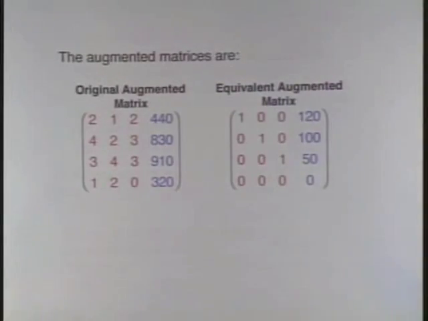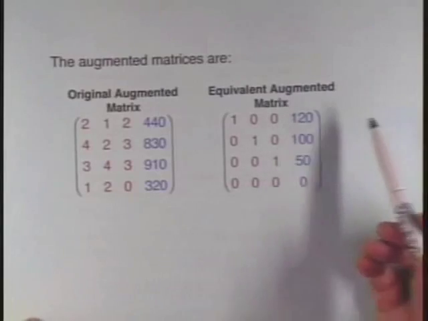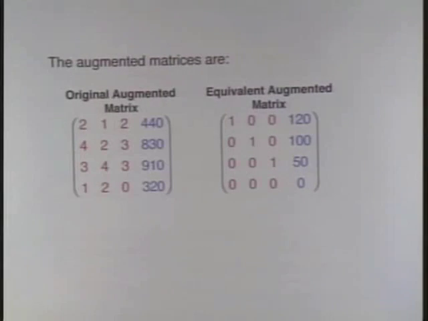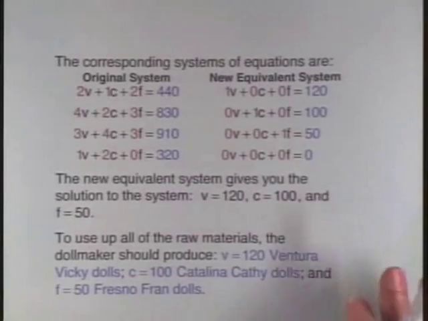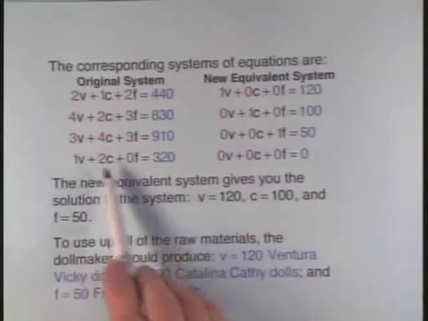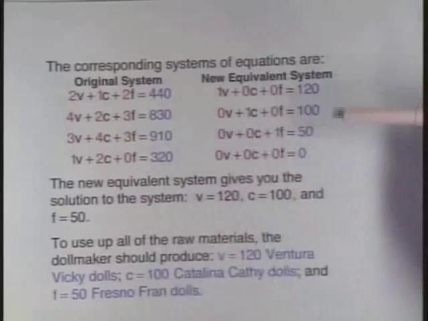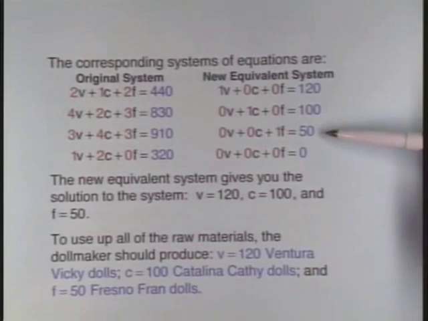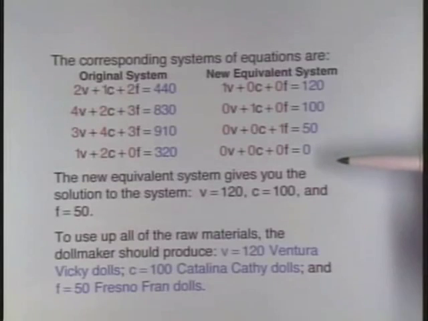The augmented matrices are the original augmented matrix with matrix A and B, and the new equivalent augmented matrix, where we do have what looks like an identity matrix above the row of zeros. The corresponding systems of equations are the original system here, our new equivalent system 1v plus 0c plus 0f equals 120, 0v plus 1c plus 0f equals 100, 0v plus 0c plus 1f equals 50, 0v plus 0c plus 0f equals 0. So the new equivalent system gives you the solution to the system.